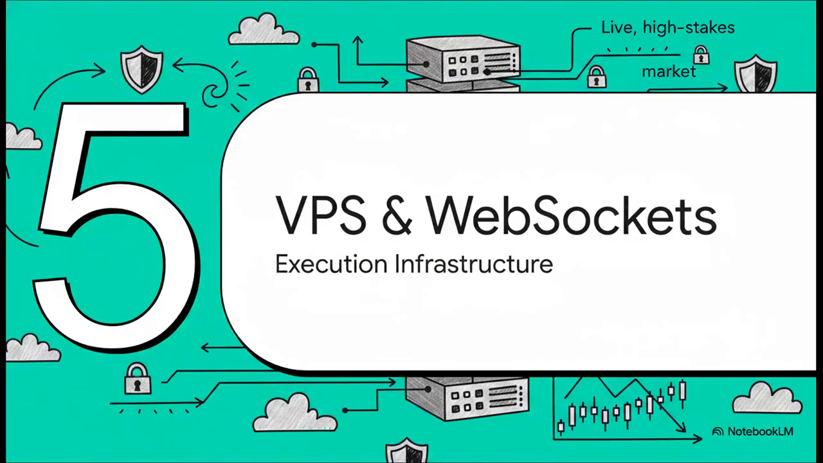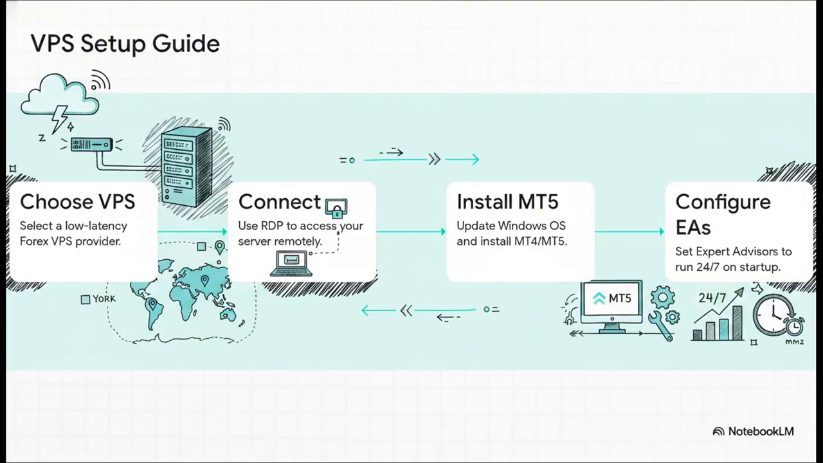All right, Section 5, Infrastructure, looking at VPS and WebSockets. This is where your code finally leaves the safety of your local machine and steps into the live, high-stakes market. If you're running an automated bot, you cannot rely on your everyday setup. Seriously, hosting an automated trading bot on your home Wi-Fi is like flying a passenger plane with a TV remote. A single dropped signal or a tiny power outage is a financial crash.